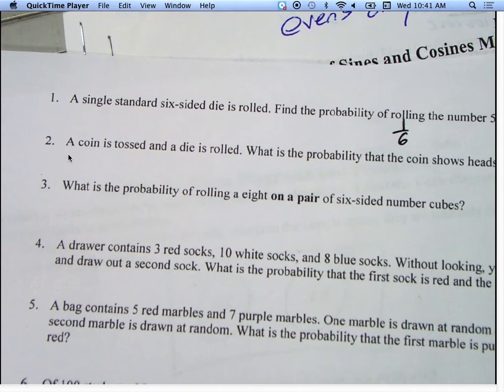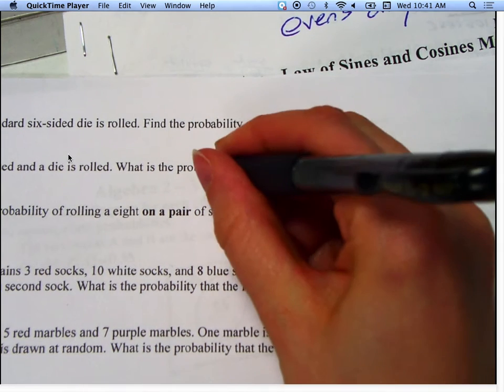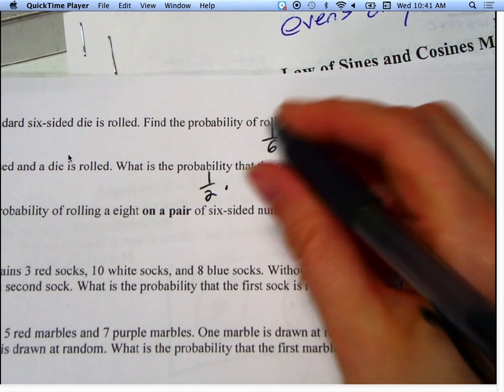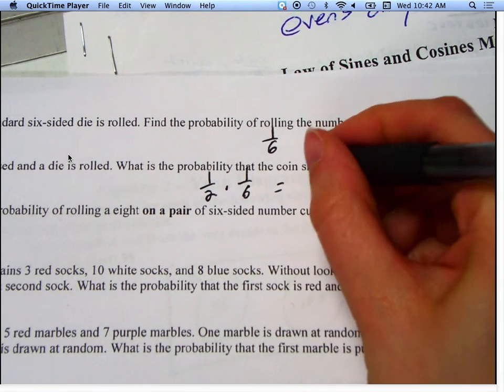What's the probability of tossing a coin and it landing on heads and then the die showing 5? So what's the chance of getting a heads for tossing a coin? 1 out of 2. What's the chances of getting a 5 on a die? 1 out of 6. So what's the chance of them together? We just multiply. 1 out of 12.